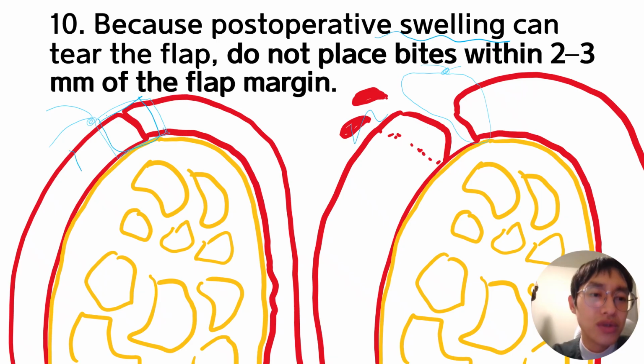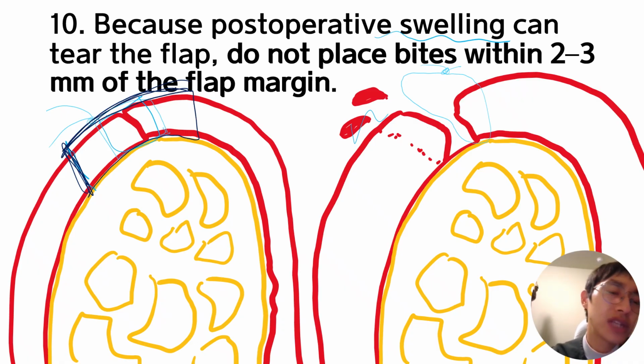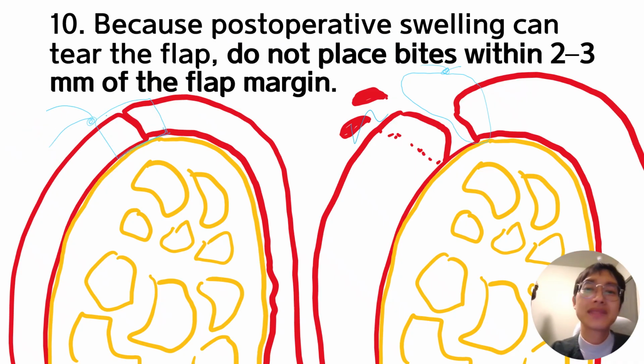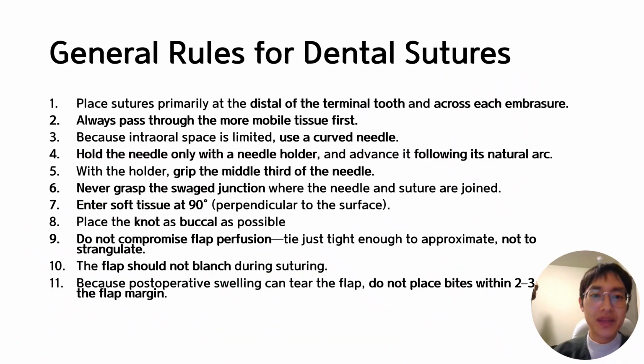So 2 to 3 millimeters or greater than that would be good enough for your tissue handling, and at the same time it helps with post-operative swelling and tearing prevention. So just a good thickness from the edge, 2 to 3 millimeters or more. All right, those are the general rules for dental suture. Hope you have learned something.